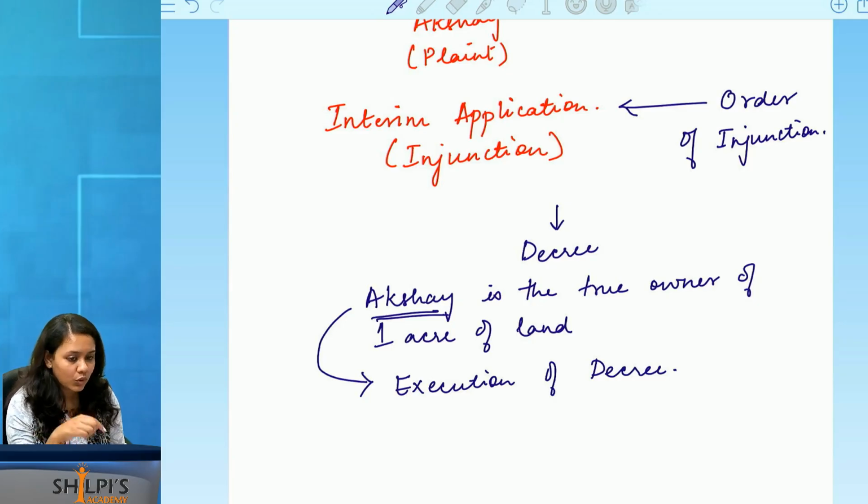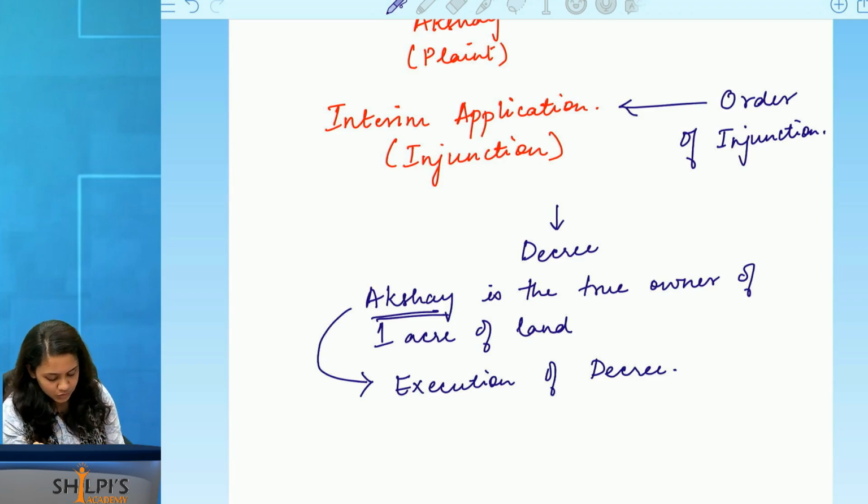Now, the court will oversee the process. The court will give them, say, 3 to 6 months time to ensure that they have vacated the property, partitioned it, and Akshay has now been granted his 1 acre. Okay, so this is all at a preliminary stage of the decree that's happening. And then once it is fully completed, also remember that the court can even grant damages.